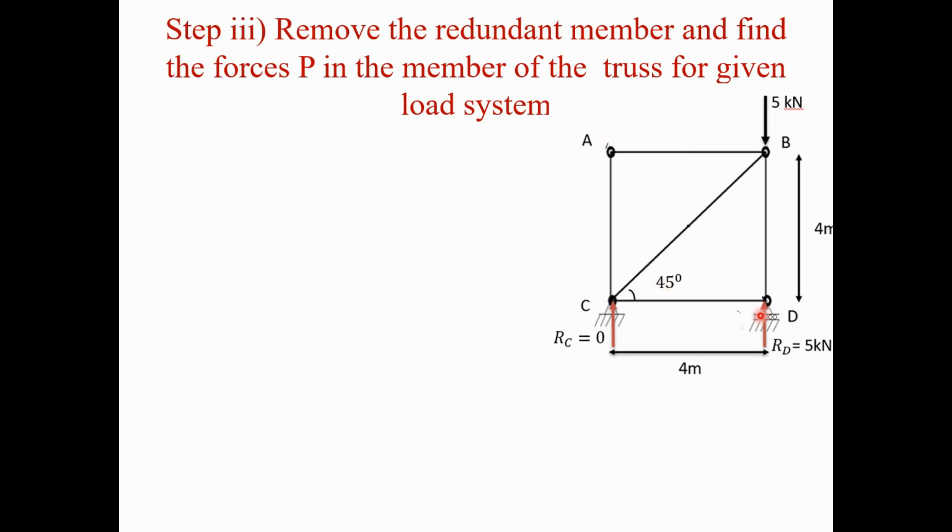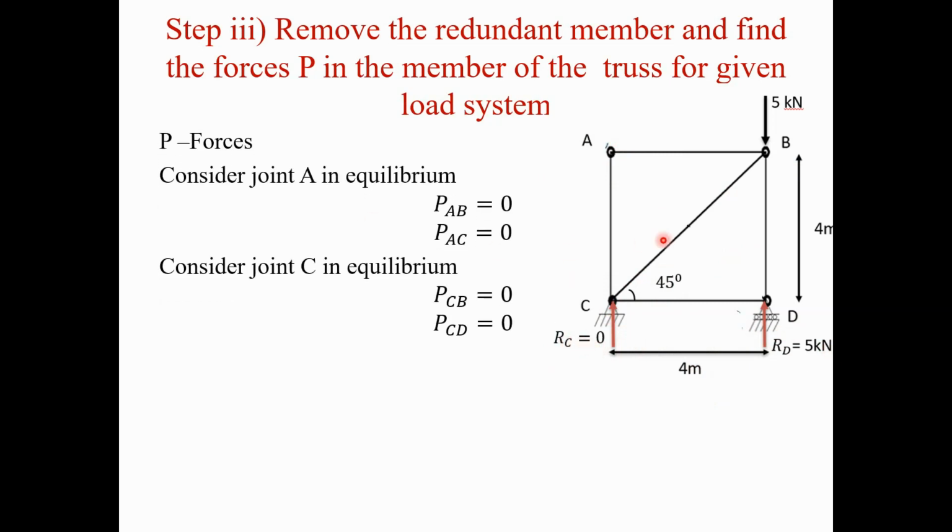Here you can see the AD member is removed from the truss and we can first find the external reactions. The RC reaction we got is 0 and RD is 5. It is very simple: by applying the conditions of equilibrium for the whole truss, we find the external reaction RC is 0 and RD is 5 kilonewton. By considering joint analysis, we can find all the member forces. First we consider joint A. At joint A there is no external load, so both the forces available at joint A, PAB and PAC, become 0.